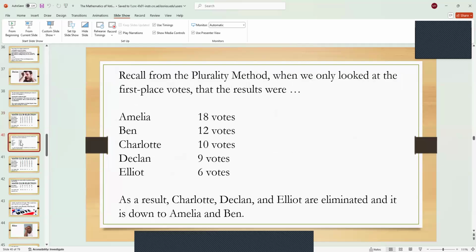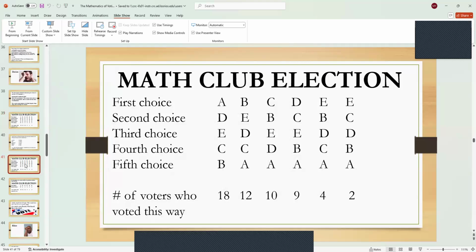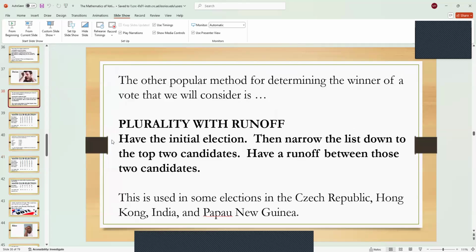So who's going to get eliminated if we're using plurality with runoff? Well, Charlotte and Declan and Elliot. Remember, in plurality with runoff, only the top 2 get to stay. We eliminate everybody except the top 2. So imagine what this would look like if we got rid of Charlotte and Declan and Elliot, and we only kept Amelia and Ben. That's what plurality with runoff says. Have the initial election, narrow it down to the top 2, have a runoff.